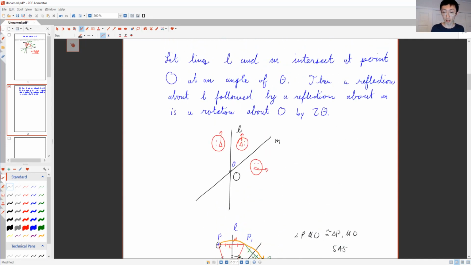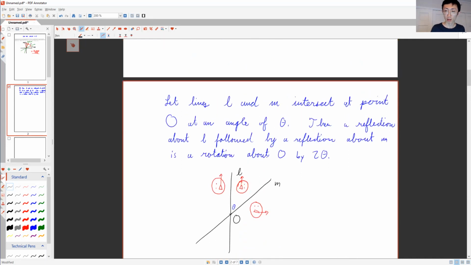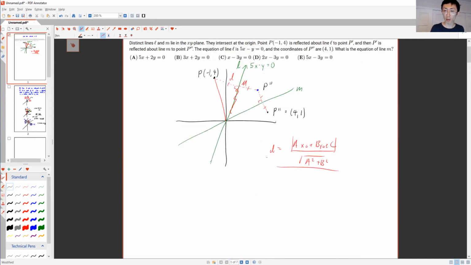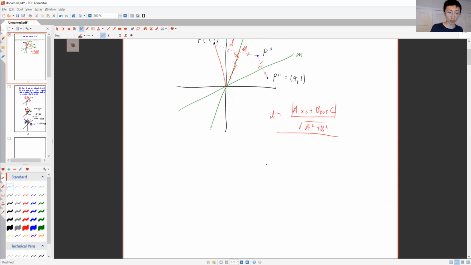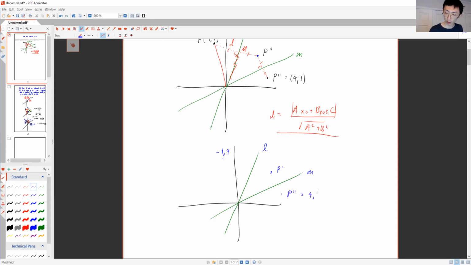So we'll just use that on this problem. If you draw this diagram again, this is L, this is M. They should pass through the origin, but my drawing skills are bad, so let's make it a bit better. You have this point, -1, 4, which gets reflected over L to there, and then over M, and then this point P prime gets reflected to P double prime, and the problem said it was at 4, 1.